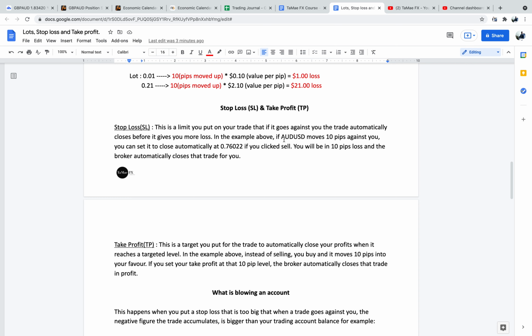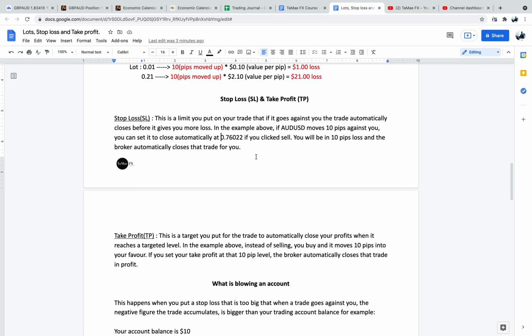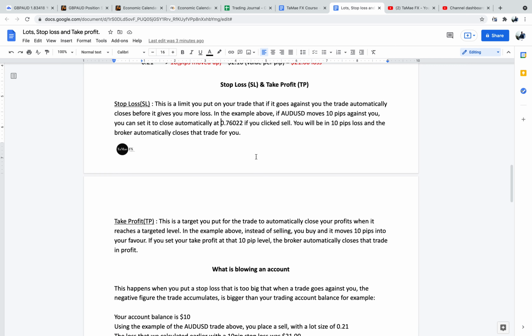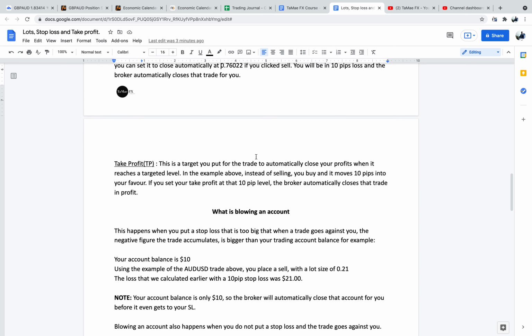Okay, so for the example of the Australian dollar, US dollar we talked about, if it moves 10 pips against you, you can set your stop loss at 0.76022. Okay, so if you clicked sell and it moved up, if it gets to this level, which is 10 pips above, if you set your stop loss here, then the broker will automatically close that trade for you so that you don't lose more money.